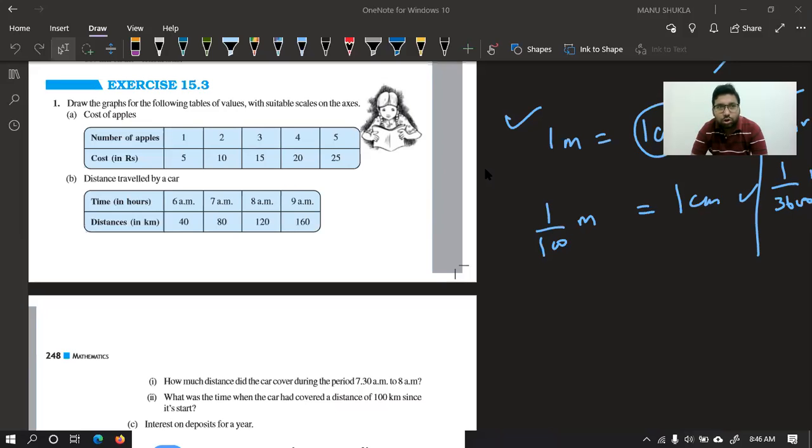It is saying draw the graph for the following tables of values with suitable scales on the axis. What do you mean by suitable scale? The scale which is suitable to you. Okay, you can take any scale, but that scale should give you a clear picture. If you take a very small scale, that will not give you a clear picture of the graph. So better you take a scale which is intermediate, not too high, not too small, but in between, so that anyone who sees the graph is able to understand the information directly.